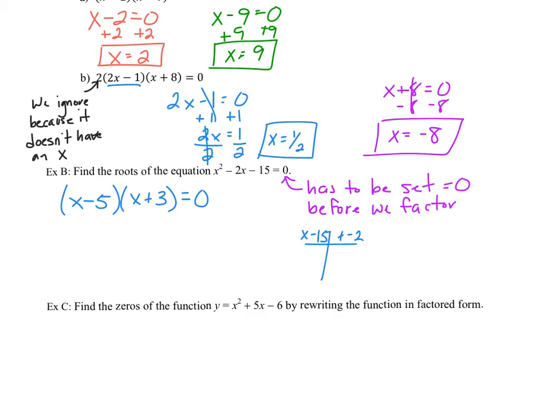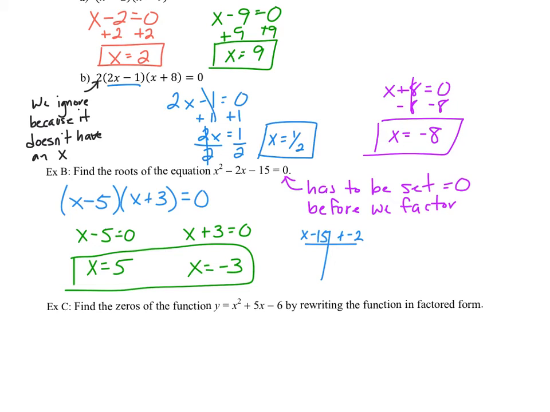So then I take each part and I set it equal to 0. So I get x is 5 from that one. And if I subtract 3 from each side, x equals -3. So those are my answers.